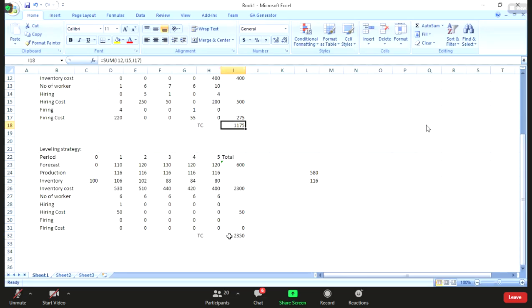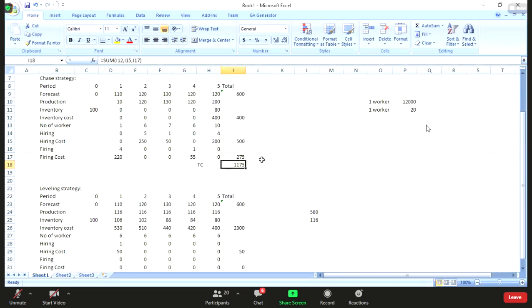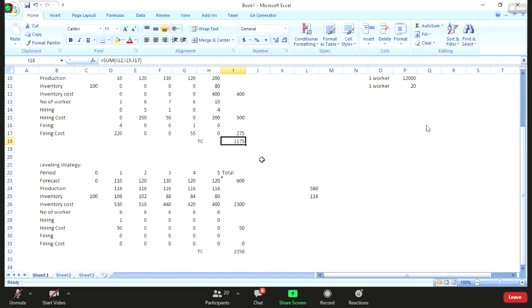So from here we can compare. For this case, as engineers, we need to implement the chase strategy instead of the leveling strategy. Why? Because the total cost is lower. So that's the answer to the problem. Is there any question, please?